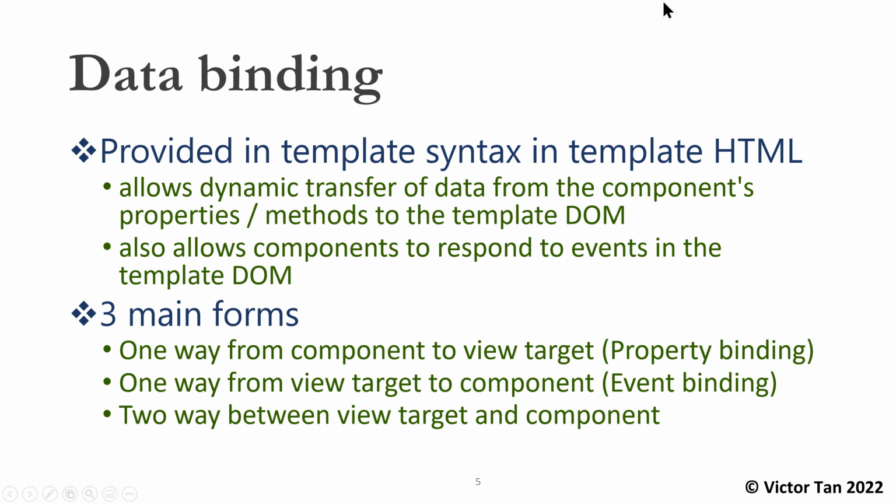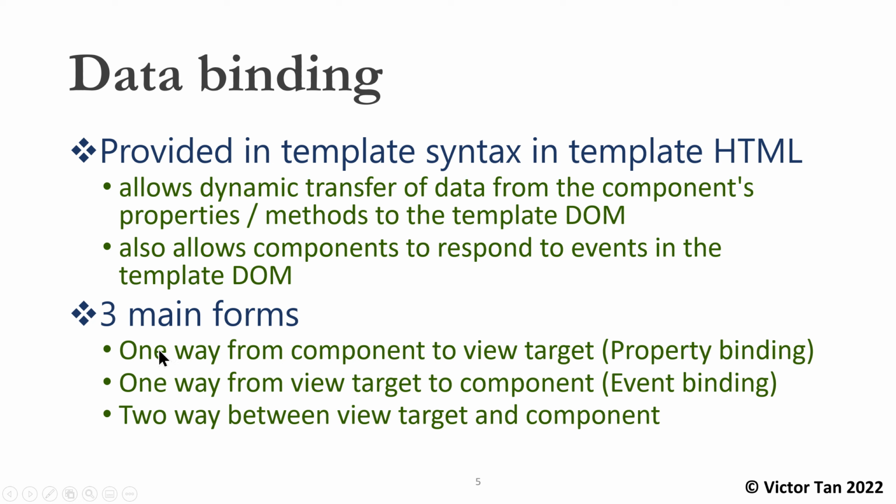So your HTML, okay, when it's loaded in the browser, gets converted into a DOM tree. The DOM tree has a bunch of properties and methods that are exposed through an API, and data binding allows the dynamic transfer of data from the component's properties and methods to the template's DOM through its exposed API. And it also allows components to respond to events. So events might be the user clicking on an element in the browser view, the user scrolling the mouse, the user typing in a text box. All these are events in the template DOM.